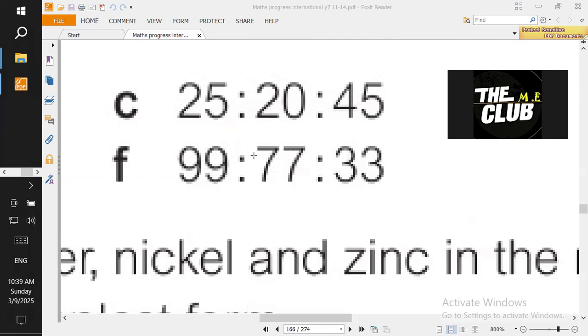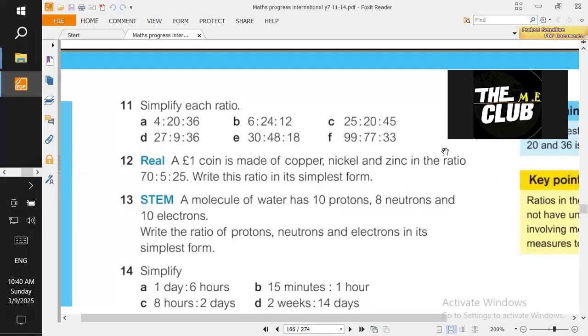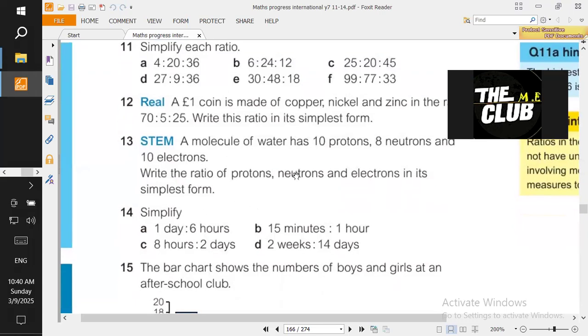Same idea here, 99, 77, and 33. Looks like the highest common factor is 11. So divide by 11, divide by 11, divide by 11. So divide by 11 is going to be 9, and then ratio. Divide 11 is 7, then ratio. Divide 11 is 3, and then this is the final answer, the simplified ratio for this ratio. Now, let's move on to the next question. All questions have the same ideas now. You'll have ratios and simplify them, write them in the simplest form.